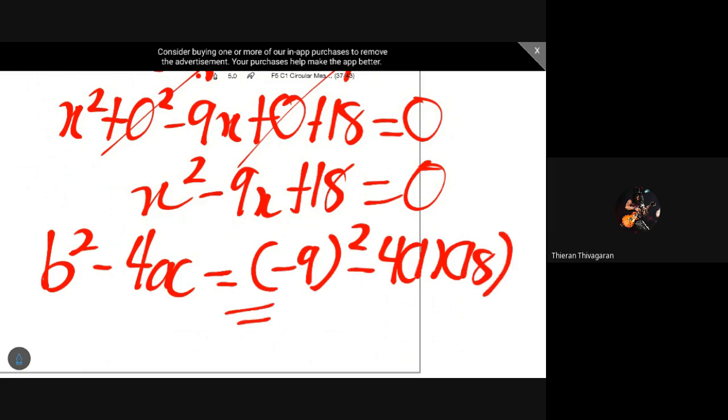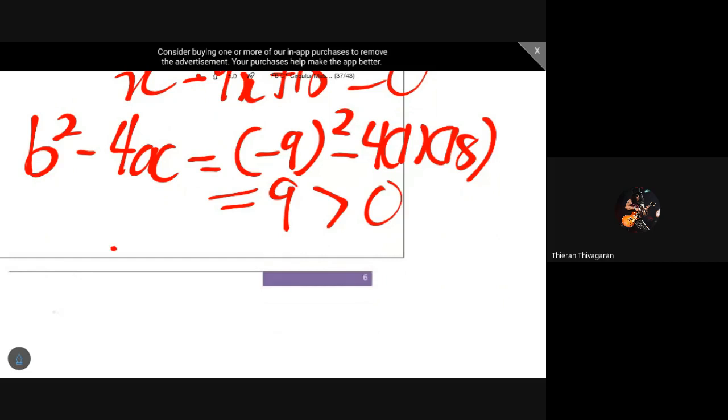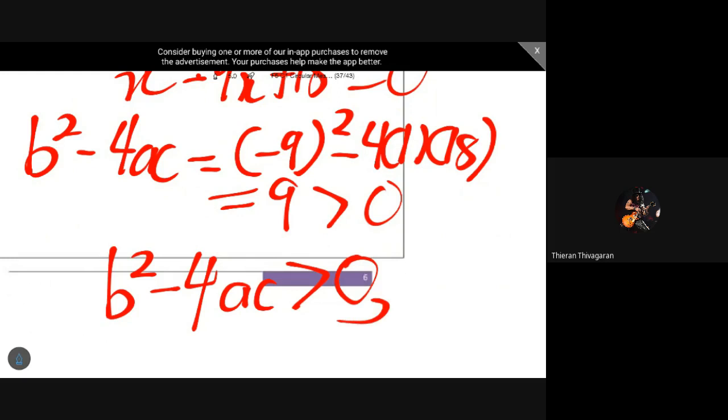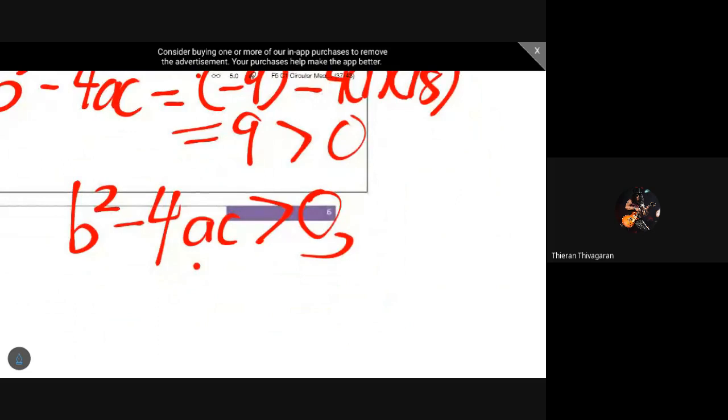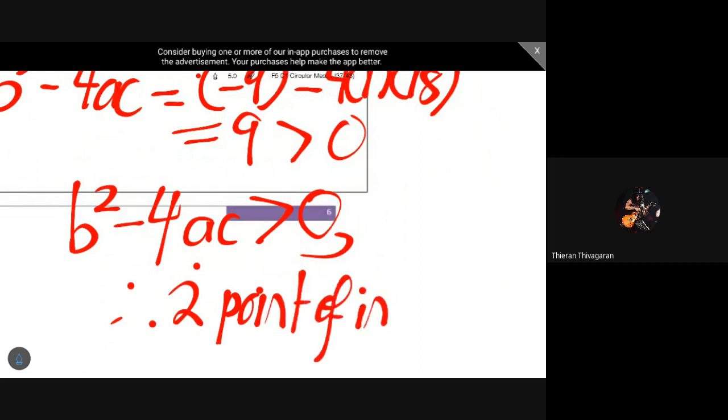Okay, what value do you get here, guys? If you press calculator, kamu akan dapat nilai 9. Okay, means 9 is greater than 0, right? 9 tu lebih besar dari kosong. Jadi, if b square minus 4ac is greater than 0, what does it mean, guys? Ingat balik fakta ini. If b square minus 4ac lebih besar dari kosong, maksudnya, berapa titik persilangan? Can you tell me, guys? How many points of intersection if greater than 0? Yes, 2 points of intersection. Okay, so you already proved it based on b square minus 4ac. Berdasarkan fakta ni, kamu dah buktikan dah. You already solved the question.